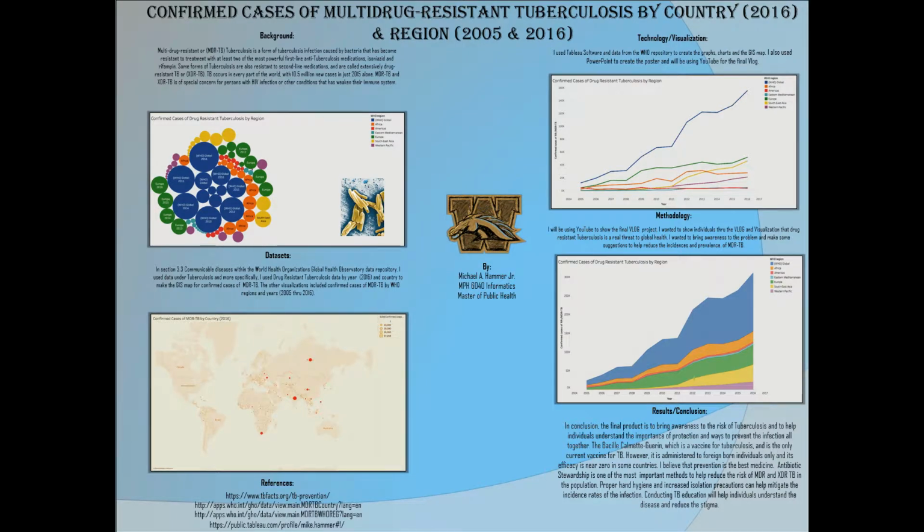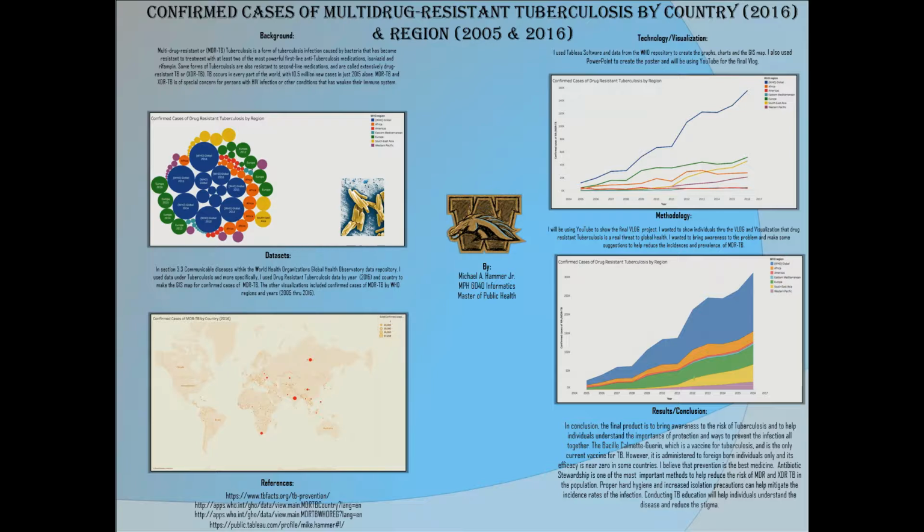My name is Mike Hammer and I am a Masters of Public Health candidate at Western Michigan University. And today I would like to talk to you about the global health concern of multidrug-resistant tuberculosis. It's a disease caused by a bacteria known as Mycobacterium tuberculosis. It is most often found and affecting the lungs.